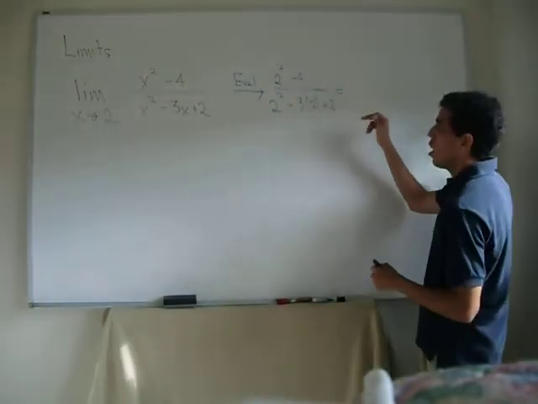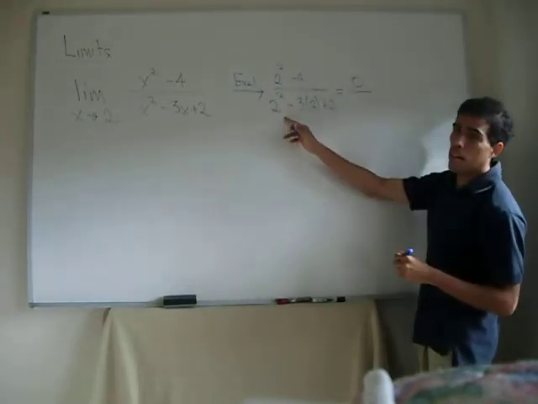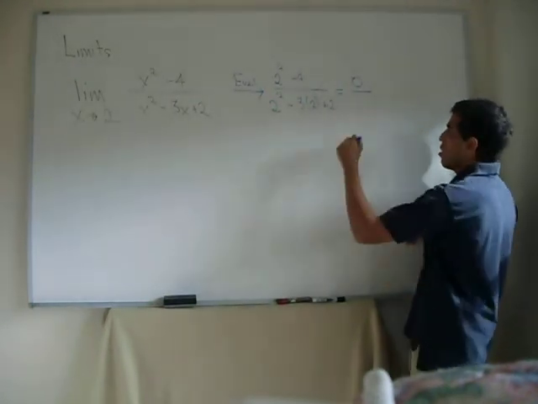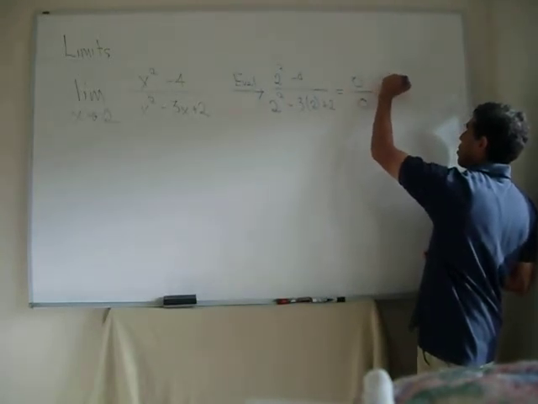And this right here at the top is 2 squared, 4 minus 4 is 0. And this right here at the bottom is 2 squared minus 3 times 2 is 6, plus 2, 0. So this is an indetermination.